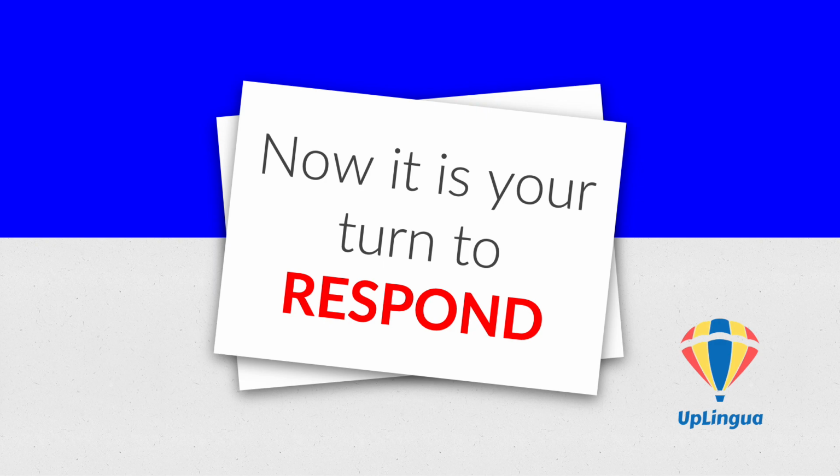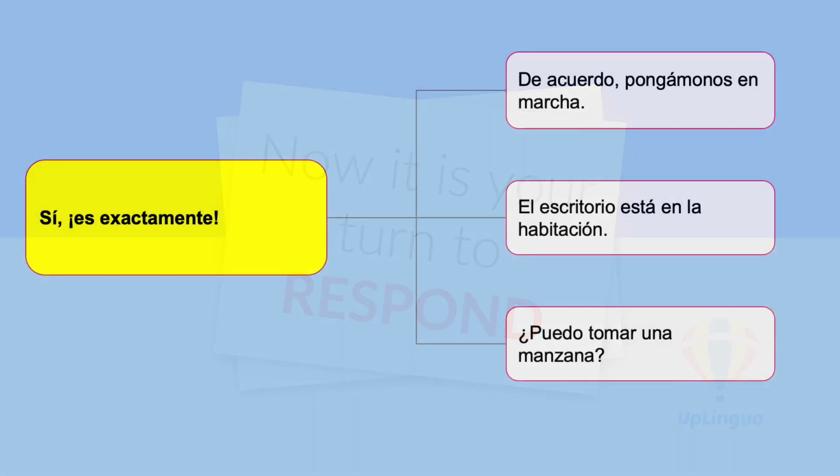Now let's go back to the prompts and have you respond based on the prior script. Sí, es exactamente. What is the response based on the script? First option, de acuerdo, pongámonos en marcha. Second option, el escritorio está en la habitación. Third option, puedo tomar una manzana. Which option do you think is the best response based on the prior script?